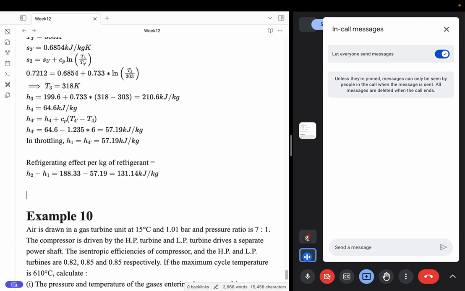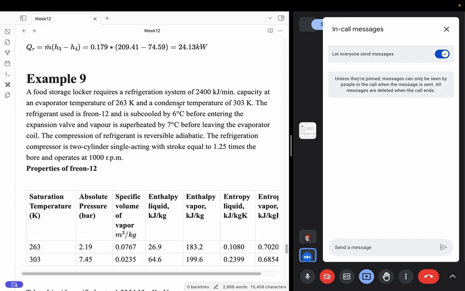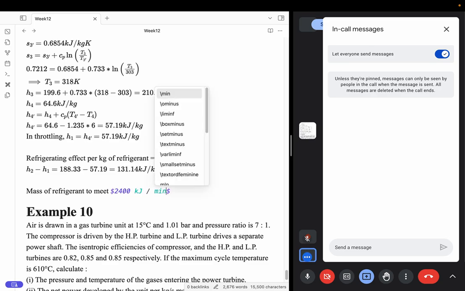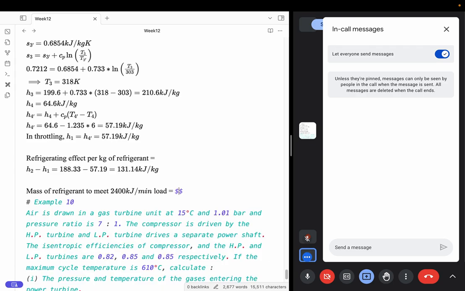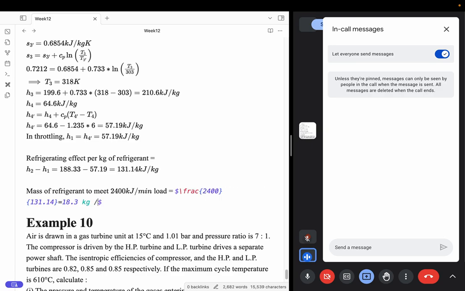Now the next question is the mass of the refrigerant to be circulated per minute. What is my required heat load? The heat load is 2400 kilojoule per minute. So the mass of refrigerant to meet the 2400 kilojoule per minute load will be simple: divide 2400 by 131.14 per kilogram. That gives me 18.3 kilogram per minute.